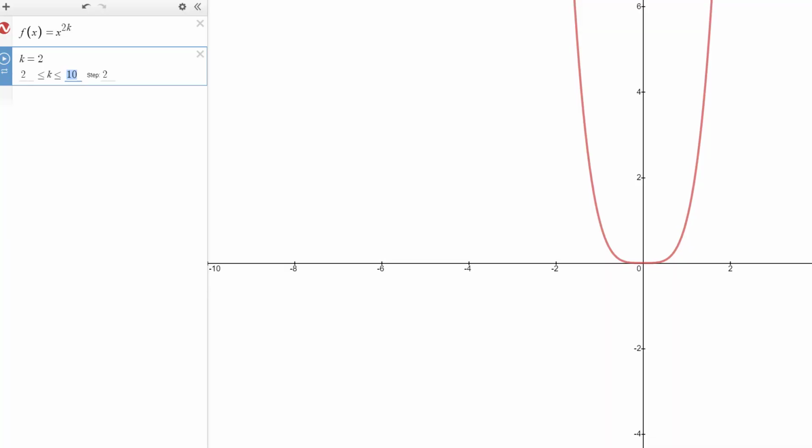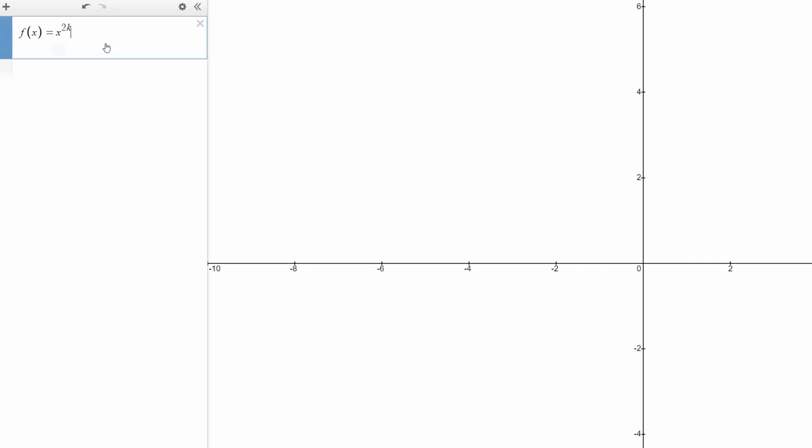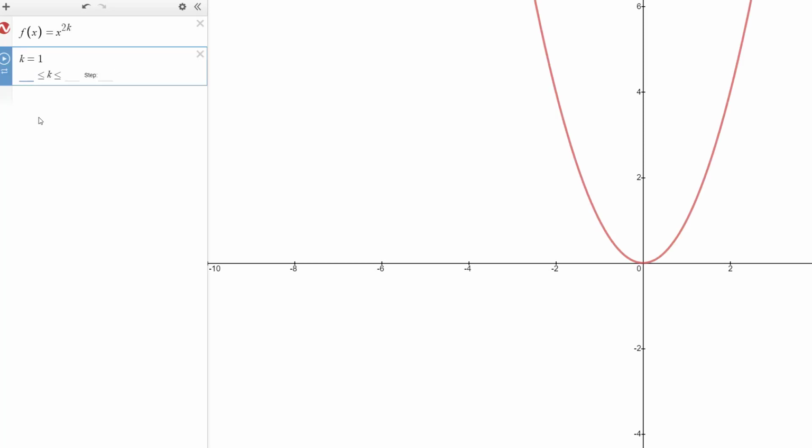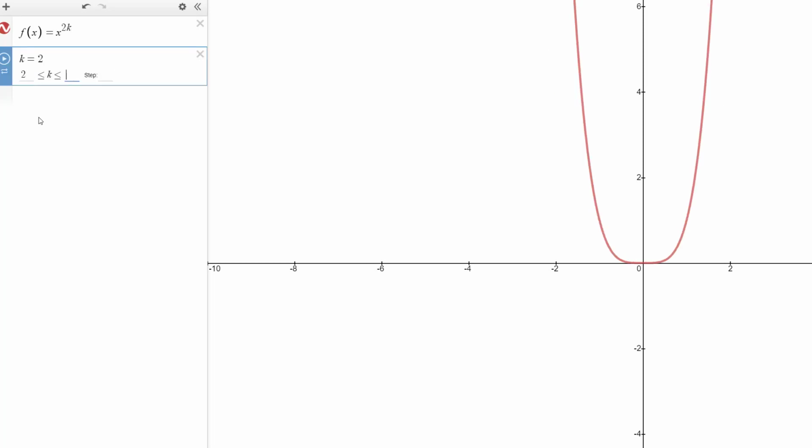So the first thing I want to draw your attention to is how I build functions in Desmos. I type in f of x is equal to x to the 2k. I'm literally just typing it in the way that I told you. It says, do you want to add a slider for k? The answer to that is definitely. I want my slider to start at a power of 2 and maybe just go to a power of 10, and I'm going to step by 2s. Maybe I'll go to 20.